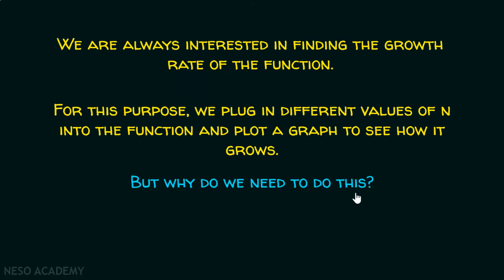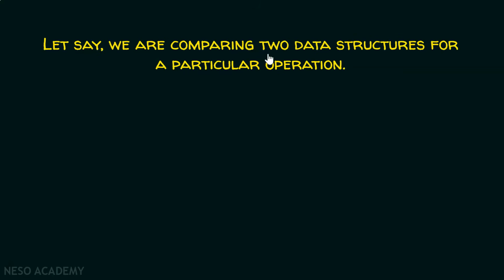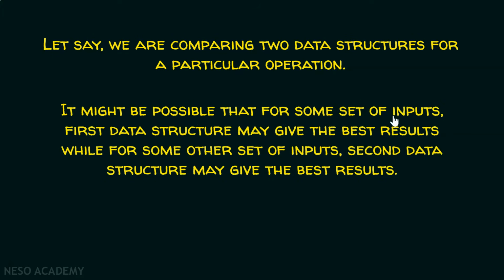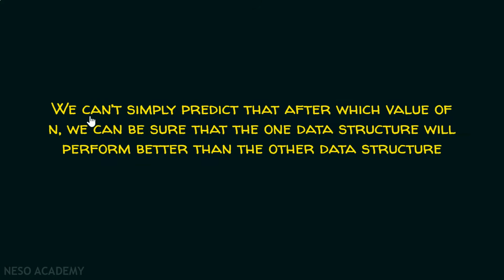Why do we need to find the growth rate of the function? Why is it so important? Let's see. Let's say we are comparing two data structures for a particular operation. It might be possible that for some set of inputs, the first data structure gives the best results, while for some other set of inputs, the second data structure gives the best results. We can't simply predict after which value of n we can be sure that one data structure will perform better than the other.